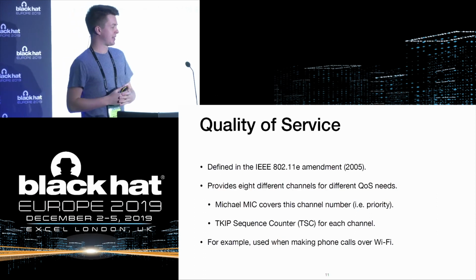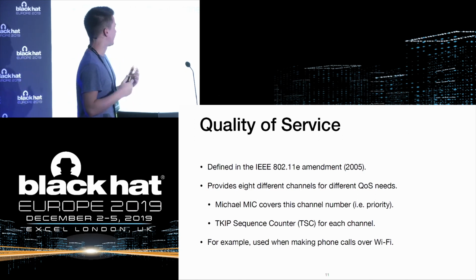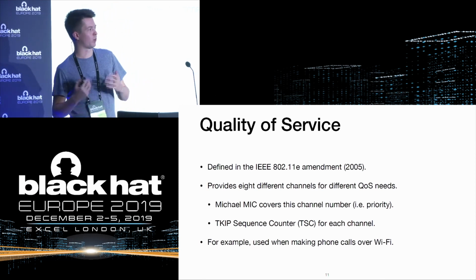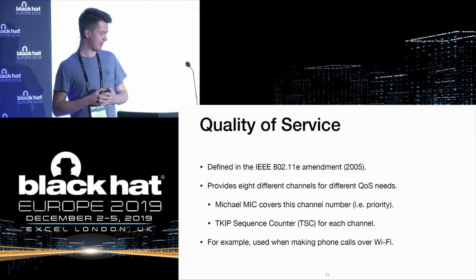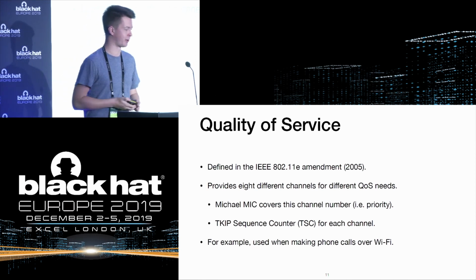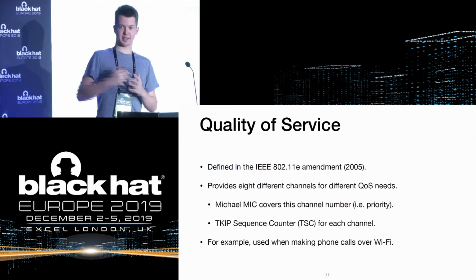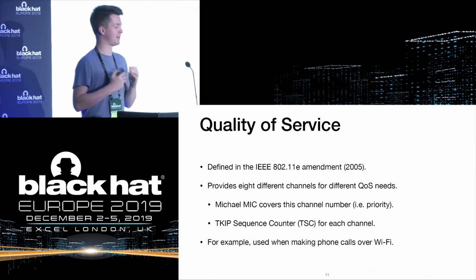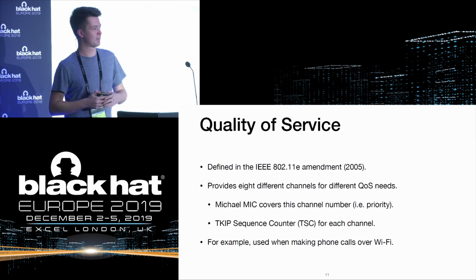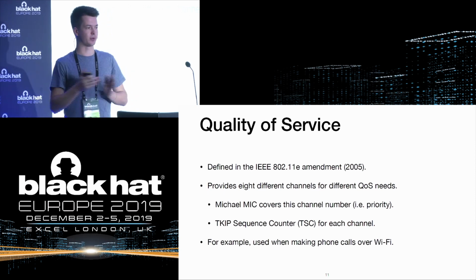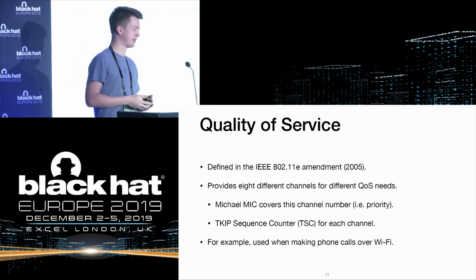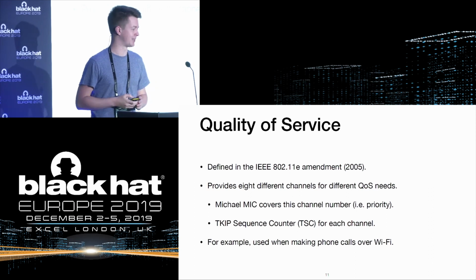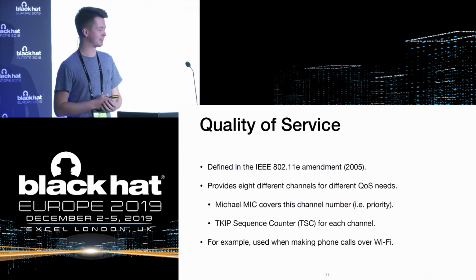Also defined in the IEEE is the E amendment, which defines quality of service channels, which means it prioritizes traffic, for example, when you make a phone call over Wi-Fi. And the Michael MIC also covers this priority number. And in our side channel soon, we'll see how there's something interesting about this quality of service, namely that the TKIP sequence counter is unique for each channel. So each channel has its own TKIP sequence counter. And we'll see how we can abuse this feature to inject some network traffic later on.